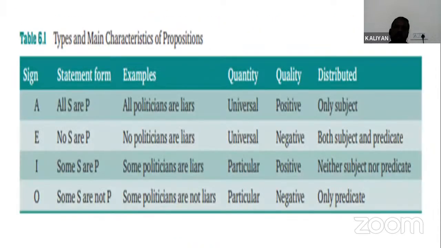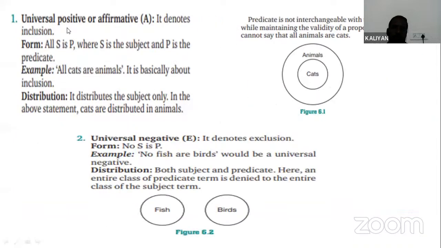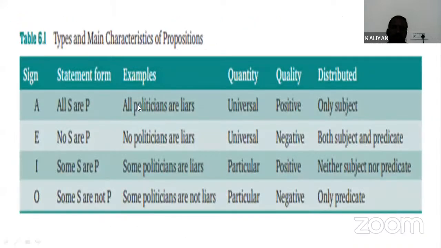Please look at this tabular column. The first statement is "All S are P". Here the example is: all politicians are liars. So "all" here means universal. Look at the example; here is "all", so that is called universal. So the quantity is universal. The quality is positive, so it includes all the people. That is positive, in a qualitative manner.